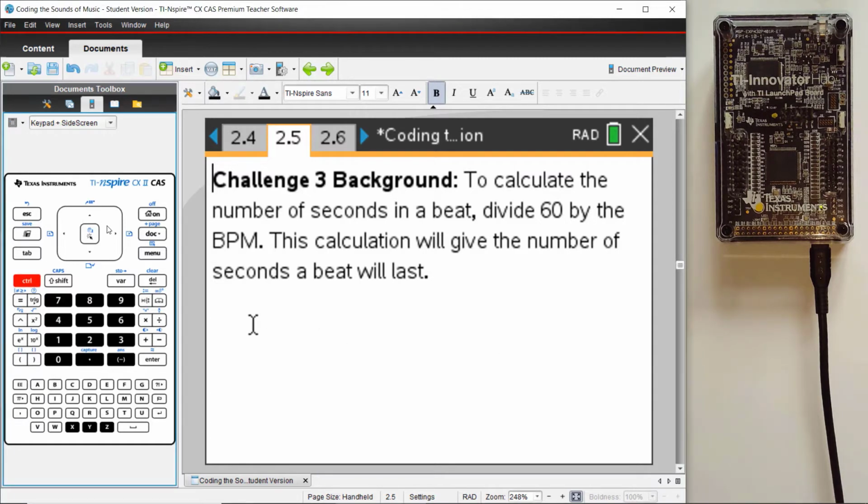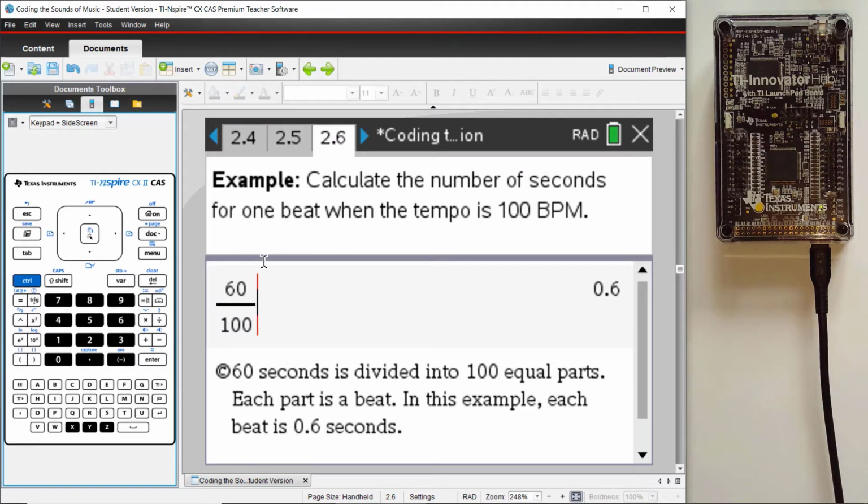Control ClickPad to the right. And here is an example of calculating the number of seconds for one beat when the tempo is 100. As I mentioned, all you have to do on your calculator is enter the number 60 and then divide that by the number of beats per minute in the tempo, in this case 100. 60 divided by 100, well, that's just 0.6 seconds.